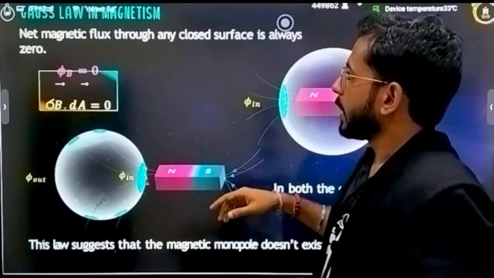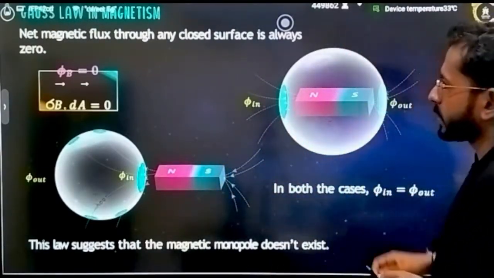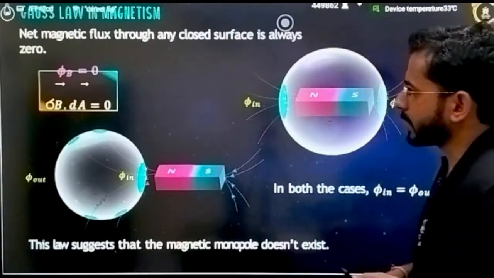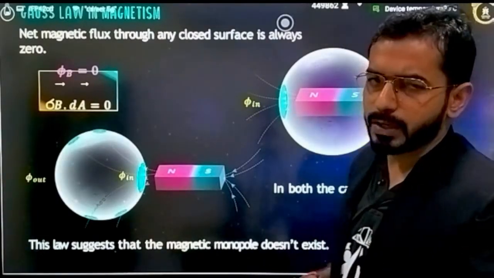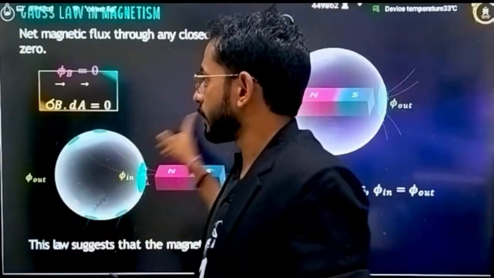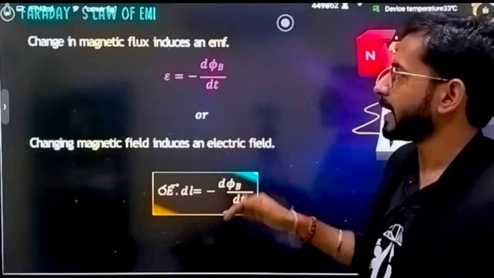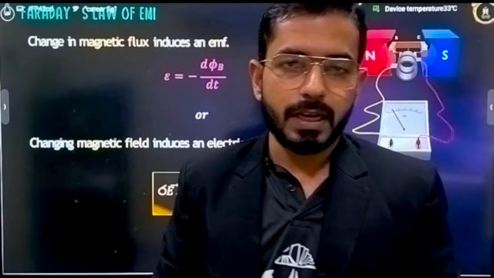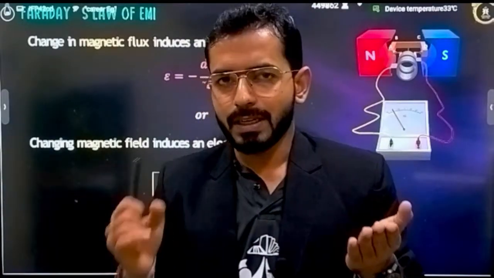Net magnetic flux through any closed surface is always zero. This was what? Gauss law in magnetism. When you are doing the surface integral in magnetism, it is always equal to zero. Then it came to Faraday's law. In Faraday's law, EMF was defined: how much EMF is there due to the change in flux. If there is a change in flux, that means there can be an EMF.